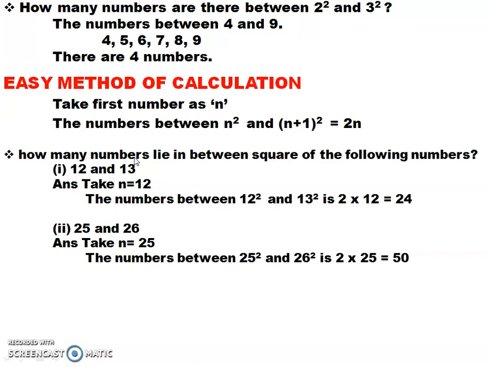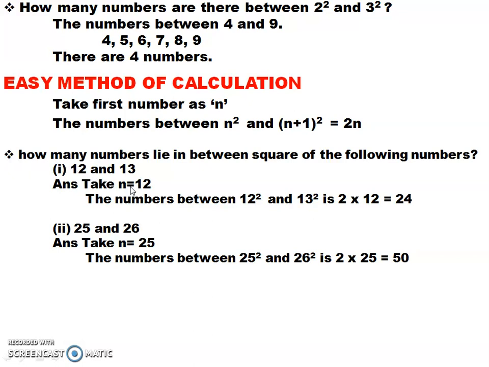We'll see how the question comes to you in the question paper. How many numbers lie in between the squares of the following numbers? This is how the question comes. The question is 12 and 13. You should just see which is the smallest number. Here, which is the smallest number?